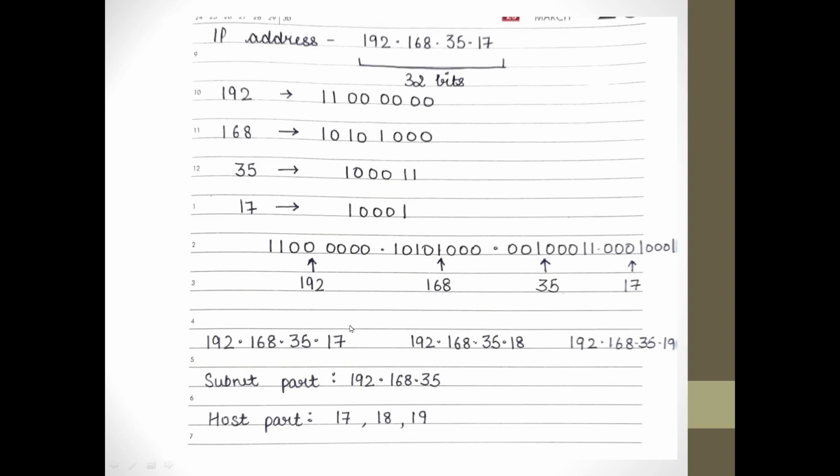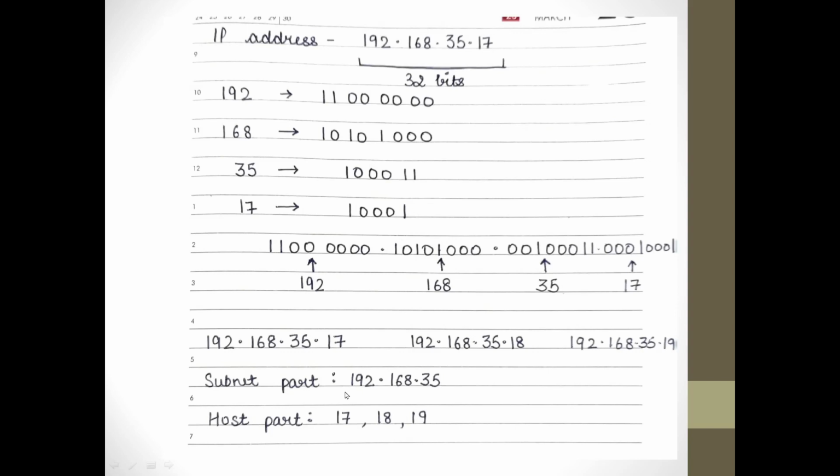192.168.1. So, as you can see, in this example, if these are the three networks, then the subnet part will be the common part in these three IP addresses. Like in these IP addresses, the common part is 192.168.35. So this part is known as the subnet part, and the rest is called the host part.